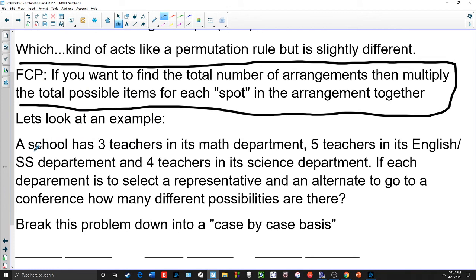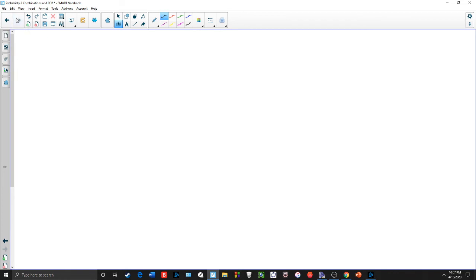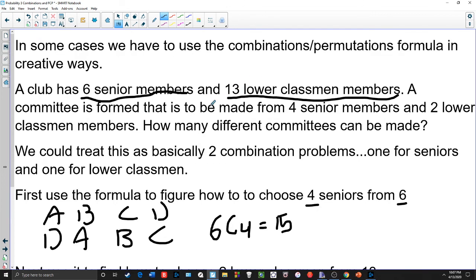A school has 3 teachers in its math department, 5 in its English and social studies, and 4 in its science. If each department is to select a representative and an alternate to go to a conference, how many different possibilities are there? In this case, this is kind of like a permutation version of the last one we just did. That one was a combination question, because the order didn't matter. These 4 seniors can be picked in any order they want. It's going to be the same set of 4.